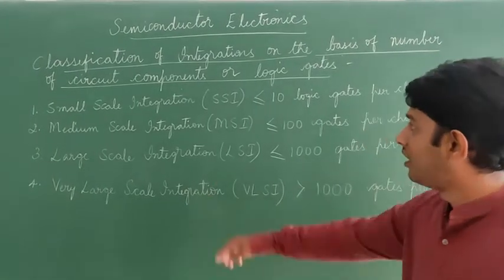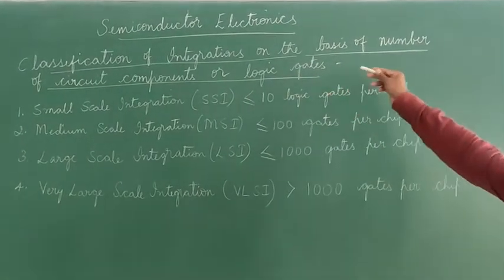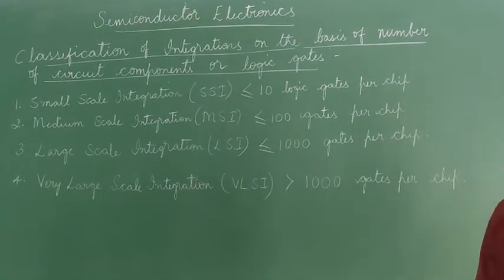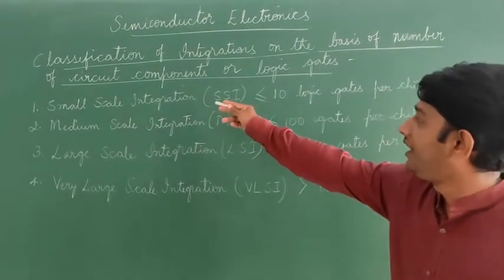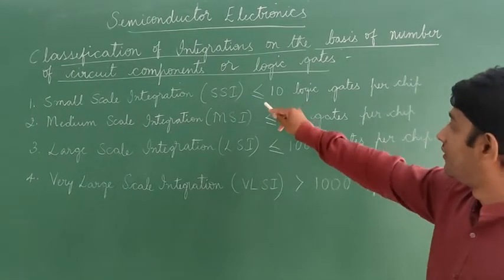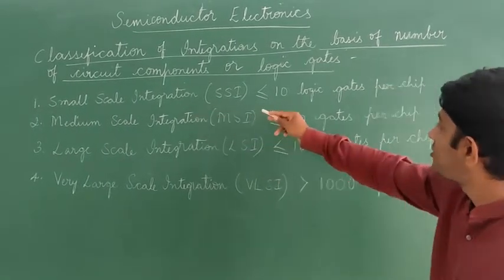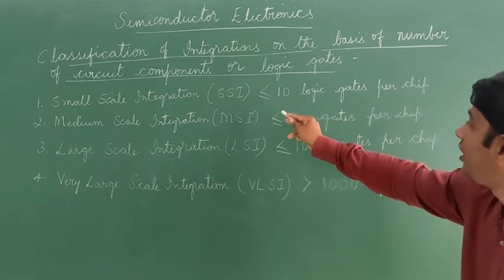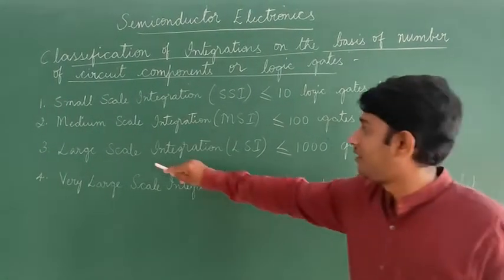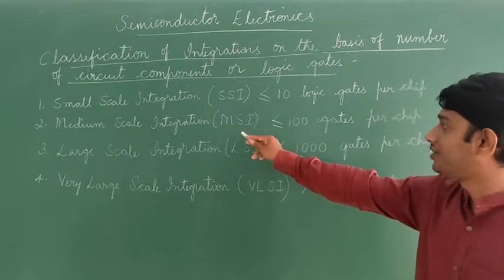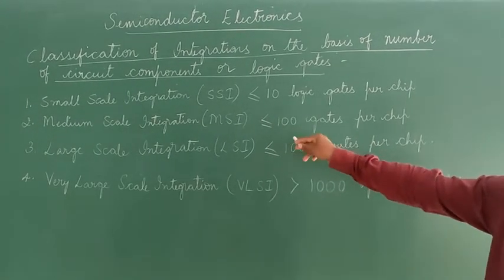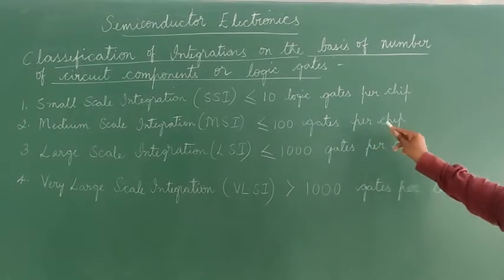Next topic is classification of integrations on the basis of number of circuit components or logic gates. So the first one is small scale integration, which is also called as SSI. So here small scale integration is lesser than or equal to 10 logic gates per chip. The next one is medium scale integration, which is called as MSI, that is lesser than or equal to 100 logic gates per chip.